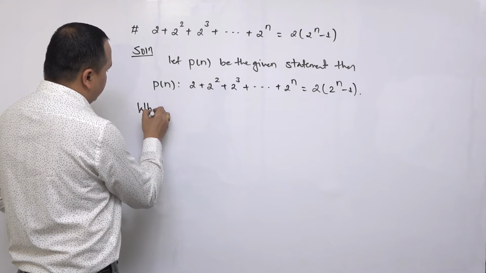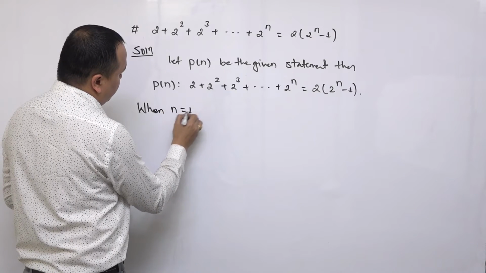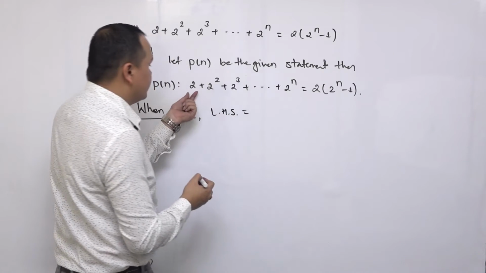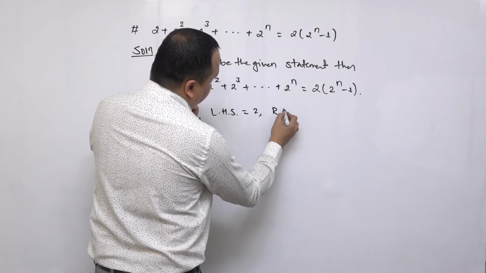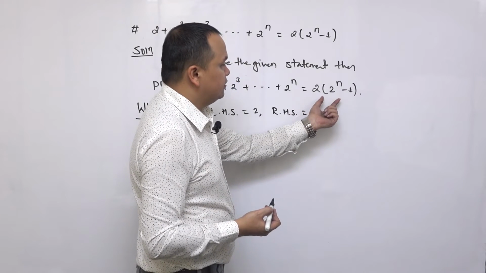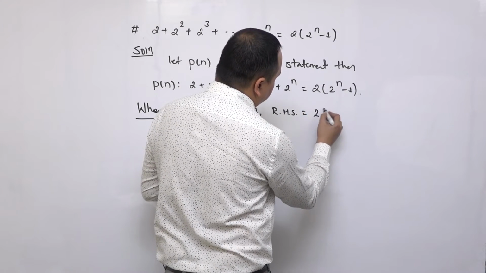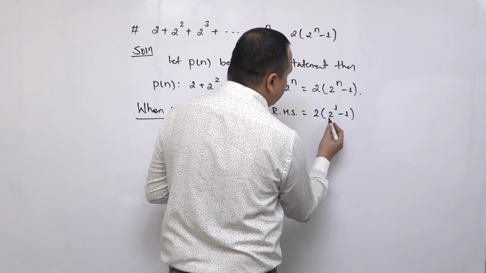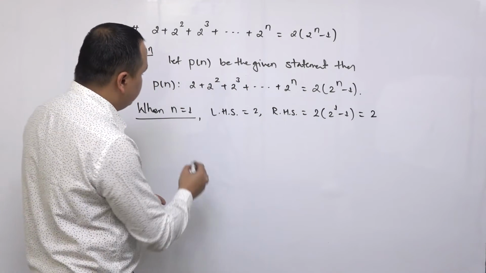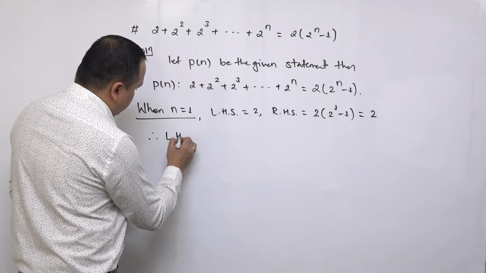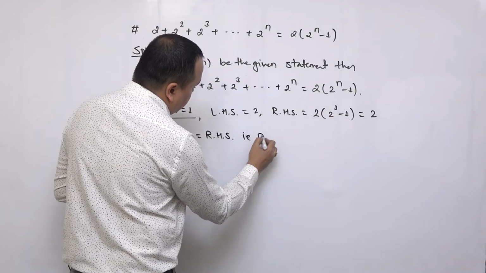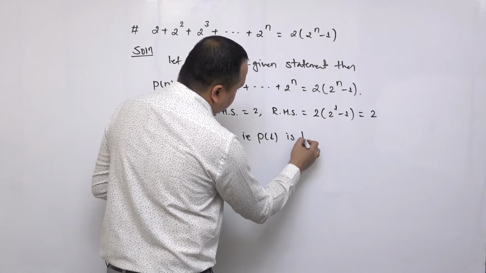When n is equal to 1, left hand side is 2. For right hand side, put n is equal to 1 in this expression: 2 times of 2 to the power 1 minus 1, 2 minus 1 is 1, 1 into 2, this is 2. Therefore, left hand side is equal to right hand side. That is, P1 is true.